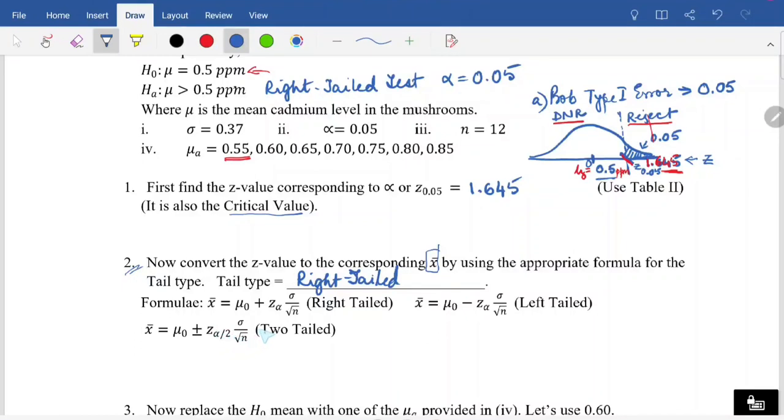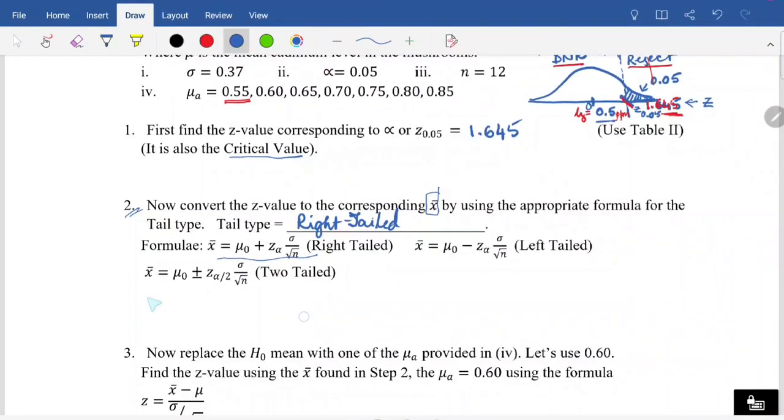Like in any two-tail test, you have to split alpha into 2 and then find the z of alpha by 2 times sigma divided by square root over n. However, we are working with the right tail test, so we will have to use this formula to find the corresponding x bar value that goes with 1.645.